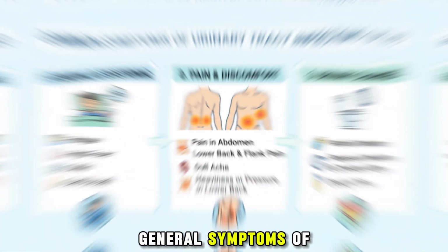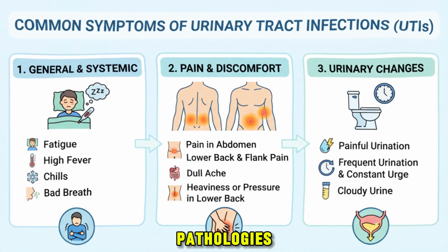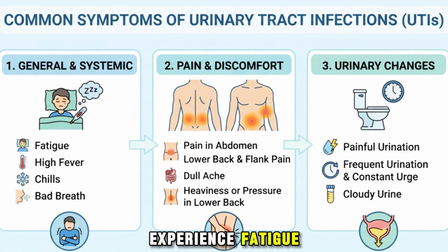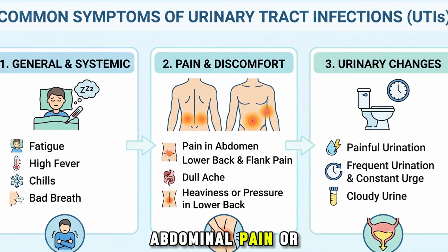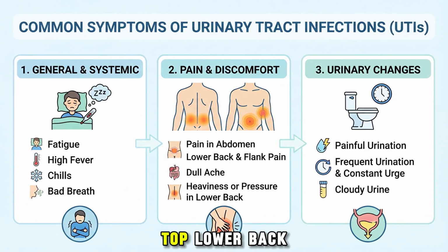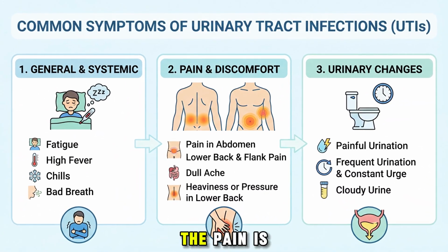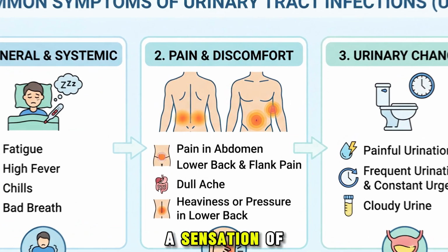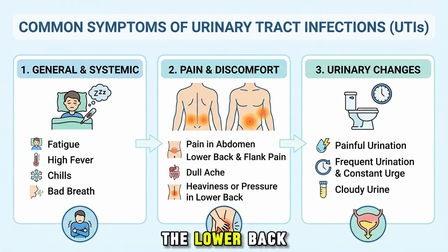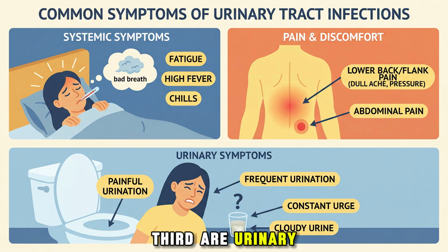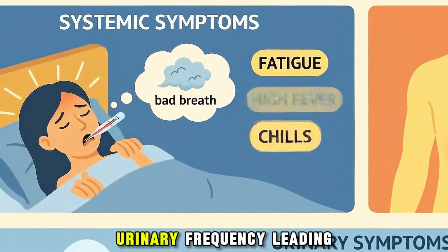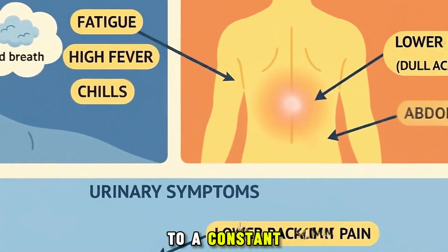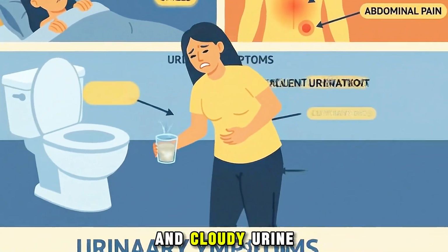What are the general symptoms of these urinary tract pathologies? The patient will experience fatigue, high fever, shivering fits, and bad breath. Second is pain, abdominal pain, or pain in the flank and lower back area near the spine. The pain is usually dull, with a sensation of pressure or heaviness in the lower back. Third are urinary symptoms: dysuria, painful urination, urinary frequency, leading to a constant urge to urinate, and cloudy urine.